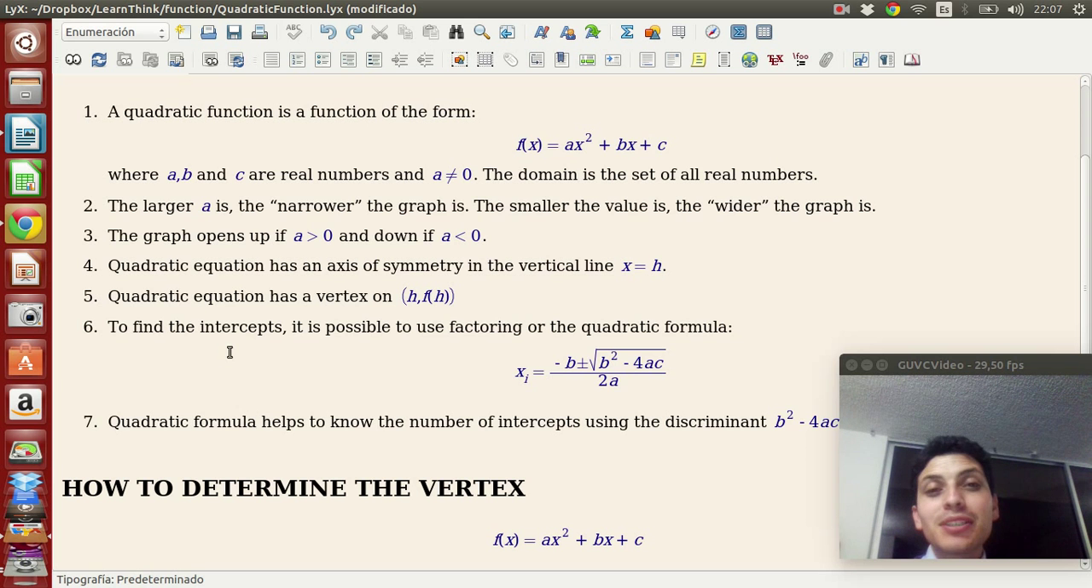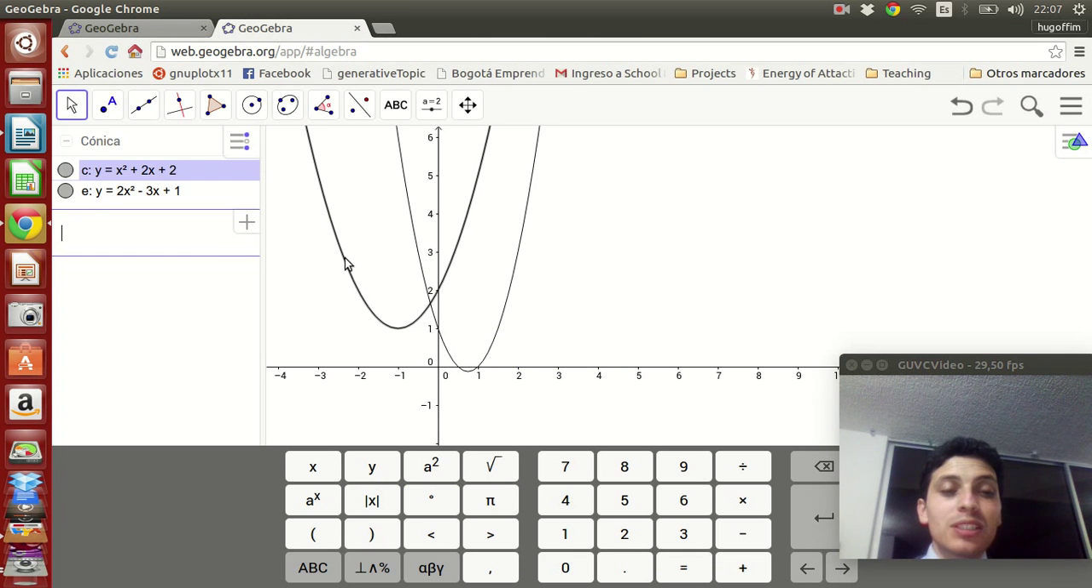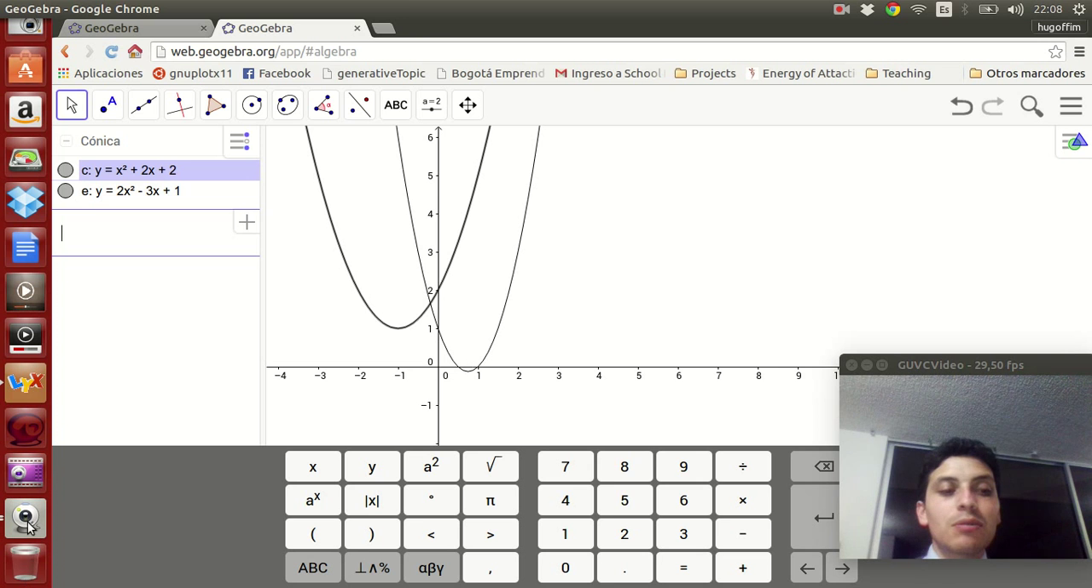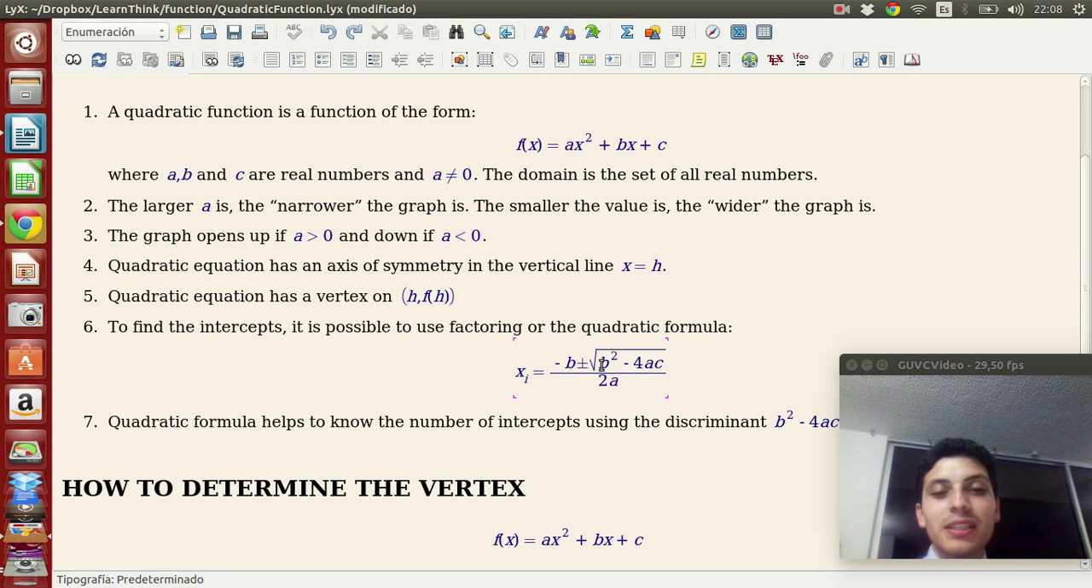And to find the intercepts, you can use factoring if you like, or use the quadratic formula. This is the quadratic formula. The quadratic formula is going to show you plus or minus. That means that quadratic equations could have more than one intercept. If we look at this graph, x squared plus 2x plus 2, there are no intercepts. And here we have two intercepts. There are no intercepts because of something called the discriminant of the quadratic formula. This is the discriminant.